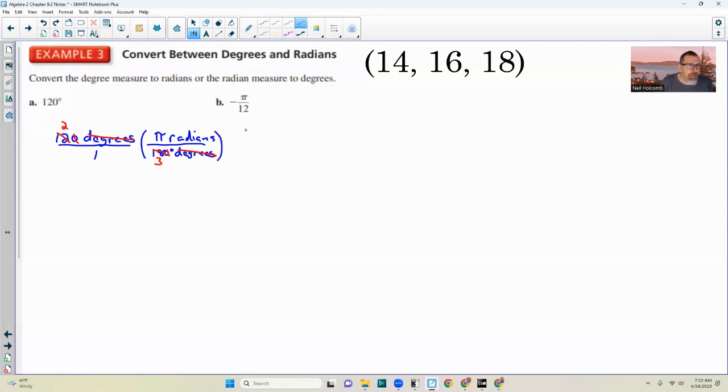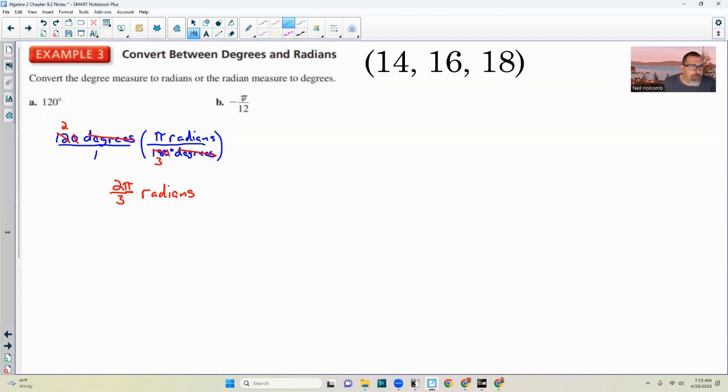Okay, I didn't close my parentheses here. So what do we end up with? We have 2 pi radians over 3. So you just write it as 2/3 or 2 pi over 3, and then you write radians on the outside. Okay, so 120 degrees is 2/3 pi radians. Okay, and that's how you do it. It's actually quite simple. So let's do another one.